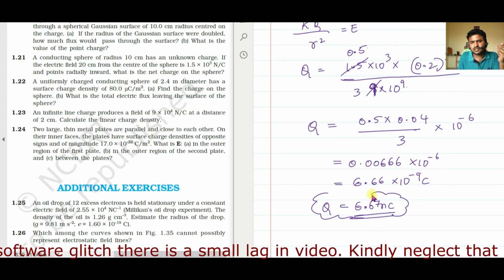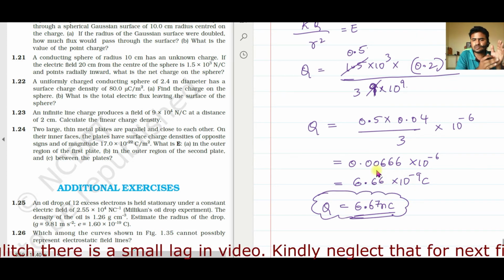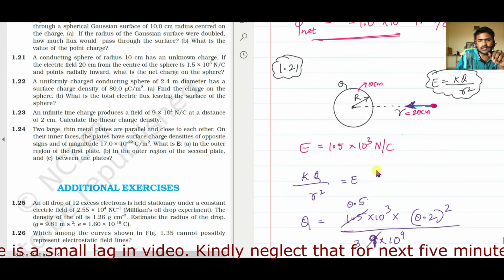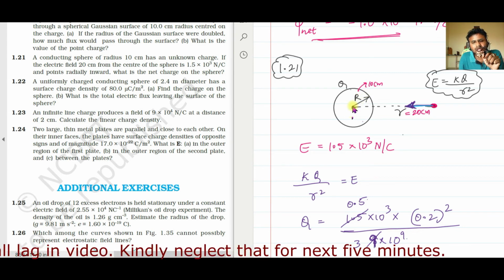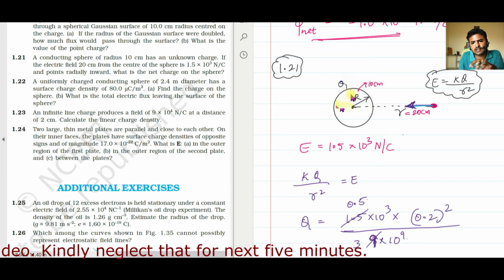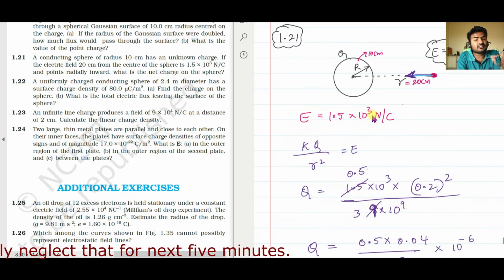6.67 nanocoulomb is the charge that's going to be present on the sphere. Okay, so simple question. Suppose they ask what is the electrical field inside at a distance of, let us say, 5 centimeter, then the electrical field inside will be 0 because it's a conductor. The charges will reside only on the surface of the conductor, so the electrical field inside a conductor is always 0. Suppose they ask that, you should know.